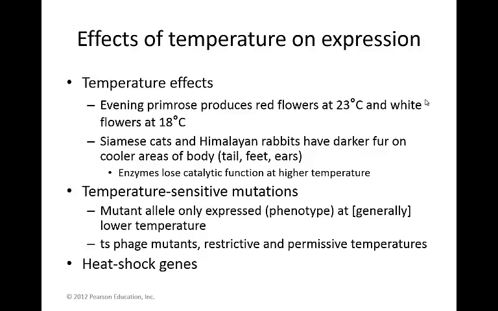In the lab, as we talked about before, you may get these temperature-sensitive mutations. In this case, the mutant allele might only be expressed phenotypically at whatever temperature you have it working at. Usually it's a lower temperature. There are genes that are called heat shock genes. They're only going to be turned on if the organism has literally been shocked with heat. So you can get these higher temperatures, and your body will be able to respond to that.